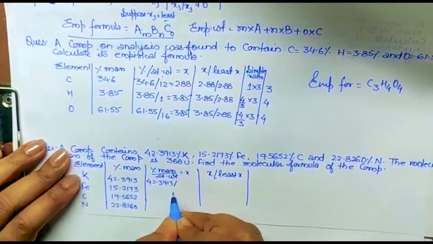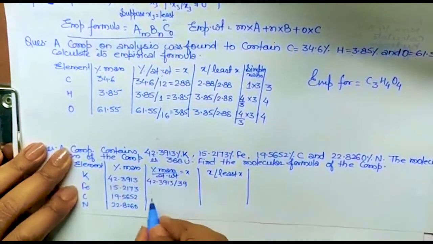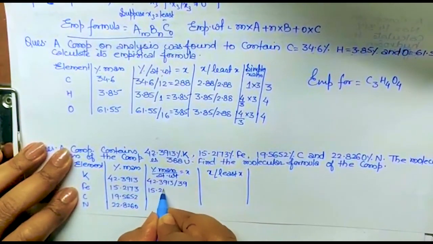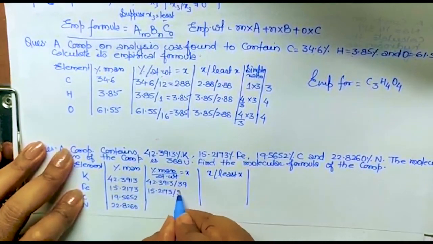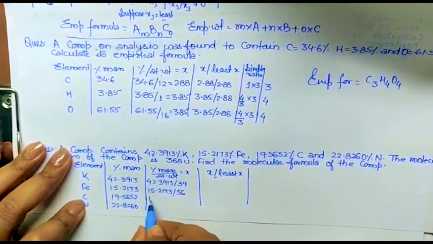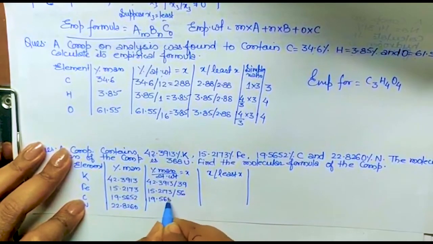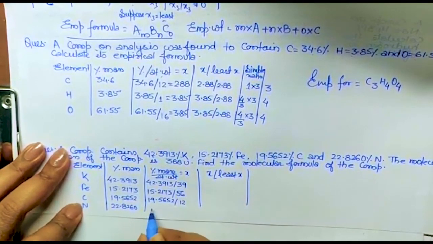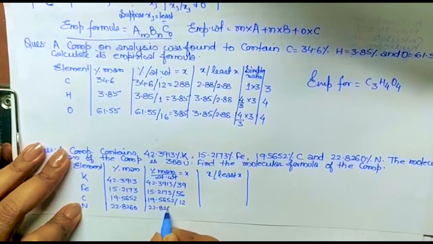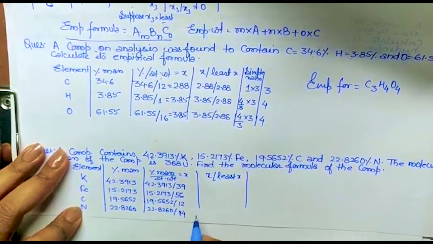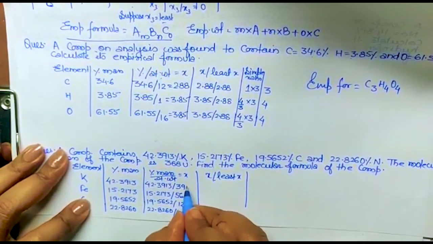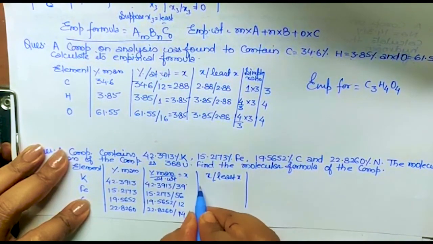So just do it. 42.3913 upon K, which is 39. Yes. 15.2173 divided by Fe, which is 56. Carbon: 19.5652 divided by 12. And nitrogen: 22.8260 divided by nitrogen, which is 14. Yes. So divide and see how much is coming. I am writing here only. Okay.